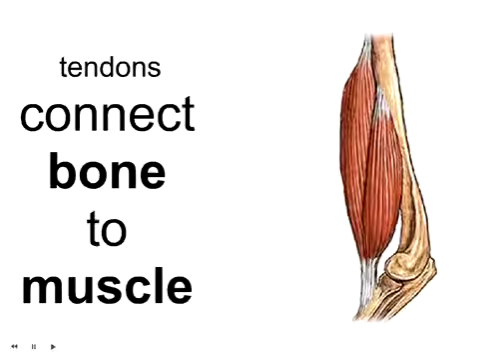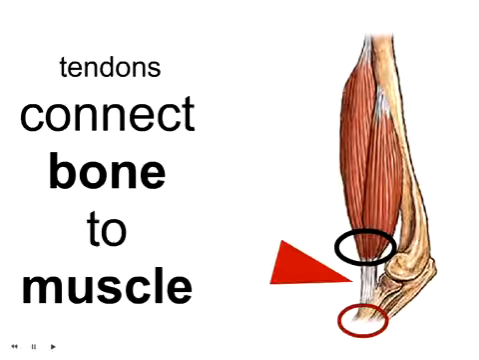All right, tendons then, they connect bone to muscle. Now let's have a look at this picture of an arm. Okay, we've got bone connecting to muscle. Right here, this must be a tendon. It's connecting bone to muscle. So if you've got bone and then you've got muscle being connected, what's in between must be a tendon.